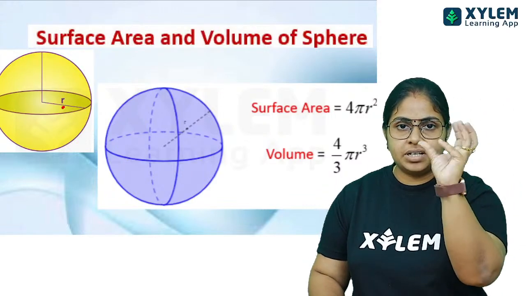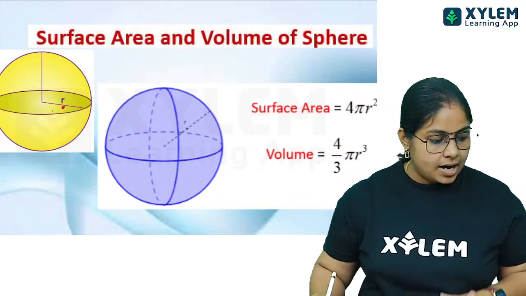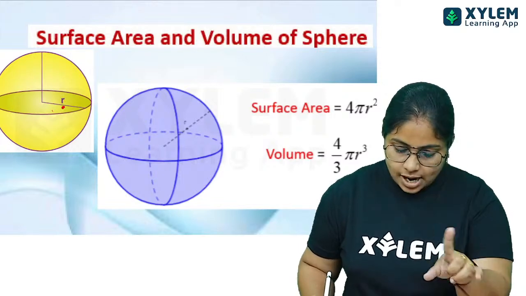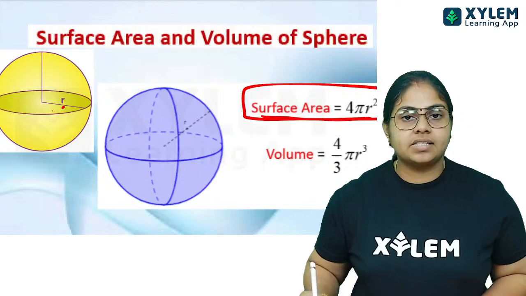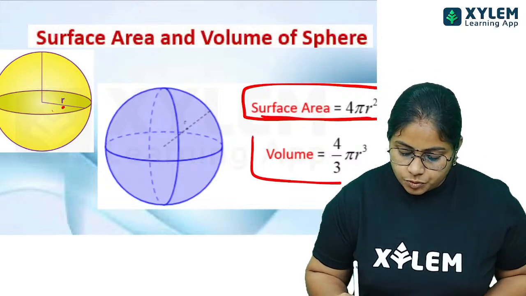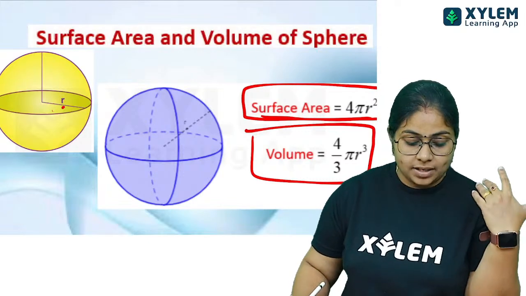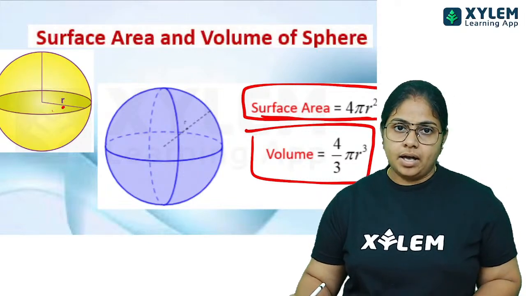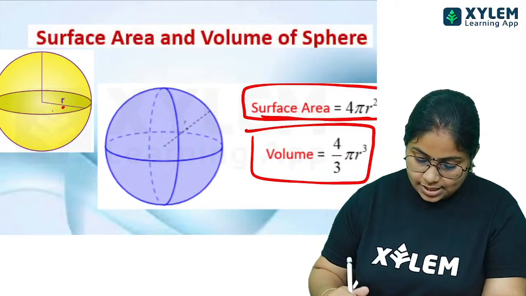Now the surface area and volume of a sphere. A cricket ball is an example of a sphere. A sphere has radius r. Its surface area is equal to 4 pi r square, and its volume is equal to 4 by 3 pi r cube. 4 pi r square and 4 by 3 pi r cube. Is it clear? Yes, children.